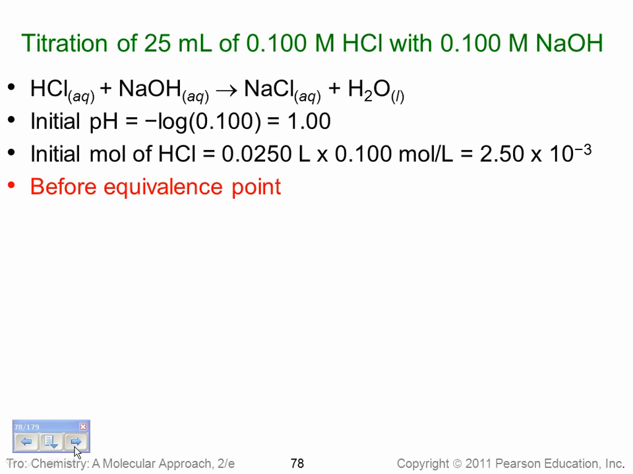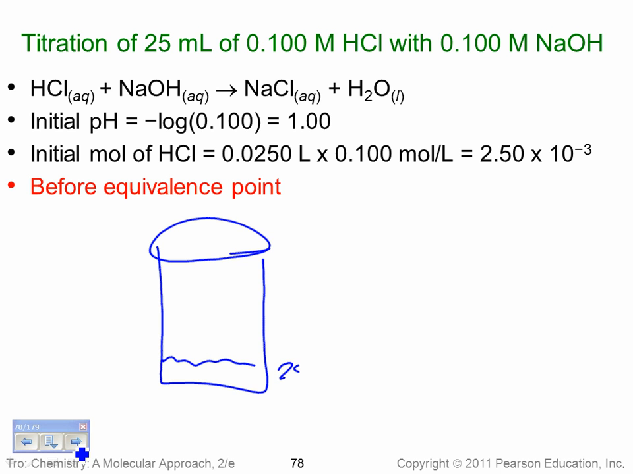So let's do some math. All right, here we go. 25 milliliters of a 0.1 molar hydrochloric acid solution. That's what's in the container first. So I've got 25 milliliters, and that 25 milliliters is a 0.100 molar hydrochloric acid solution. Now, on that second line, they're telling us that the initial pH is 1. Do you agree? That 25 milliliters of a 0.1 molar hydrochloric acid solution, that the pH is 1?